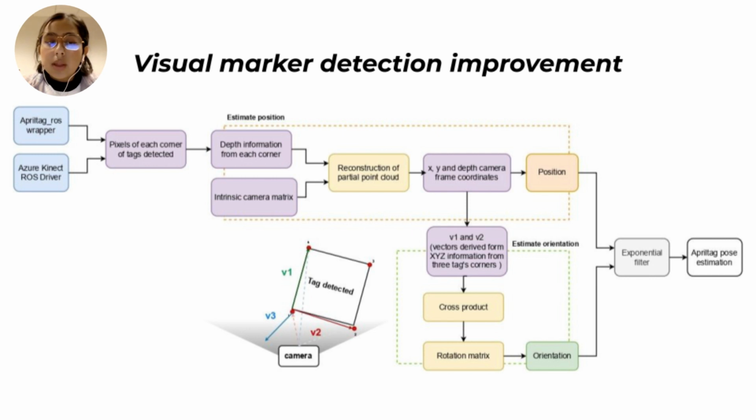Visual marker detection improvement was made using the April tag ROS grabber and the Azure Kinect ROS driver. So basically, with these tools, I am able to obtain the pixels of each corner of each tag detected. The position improvement was made by obtaining X, Y, and depth camera frame coordinates, making a partial reconstruction of the point cloud, using depth information of each corner and the intrinsic camera matrix values. For the orientation improvement, the rotation matrix is obtained by using the cross product between V1 and V2, which are vectors that are obtained from the X, Y, and Z camera frame coordinates from each tag.